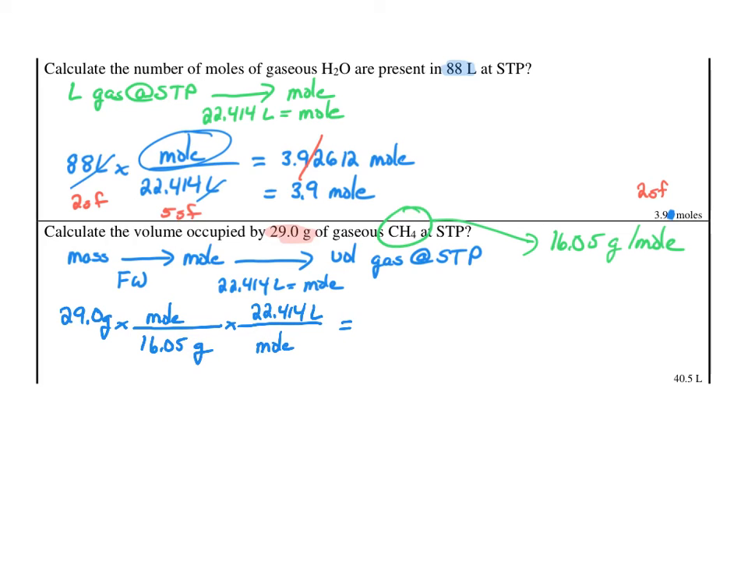We can check our setup. Our conversion factors are set up such that grams cancel, moles cancel, and we have our final answer expressed in volume as we desire. We write down our calculator answer and check our sig figs. We see that we're limited to 3 sig figs, so we can write down our final answer as 40.5 liters.